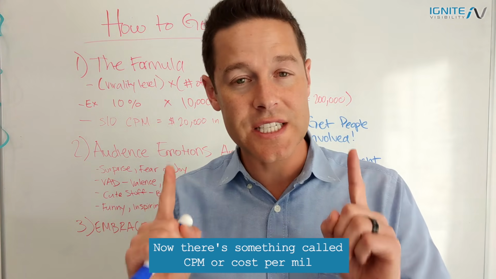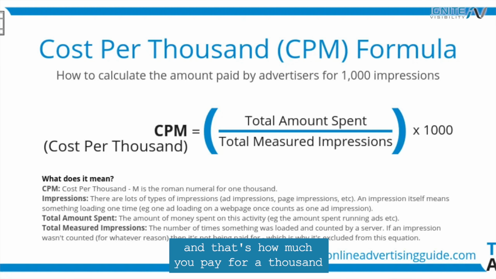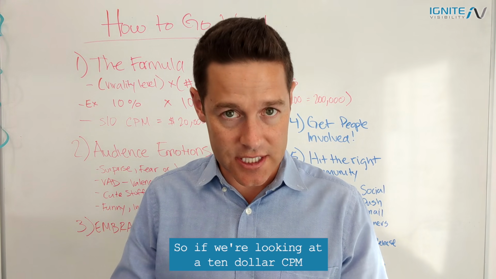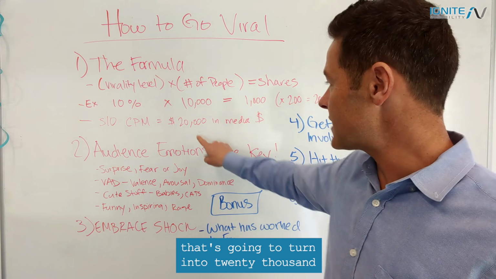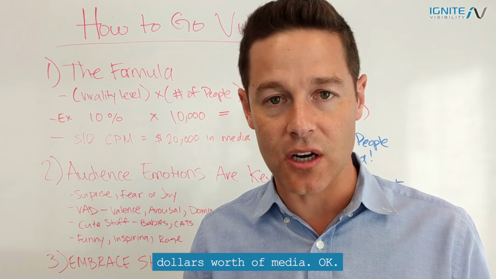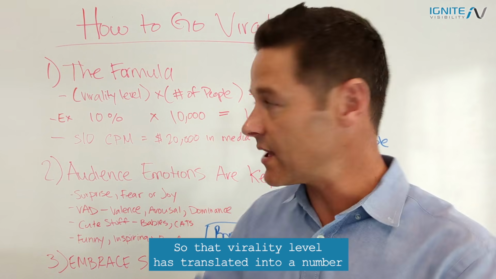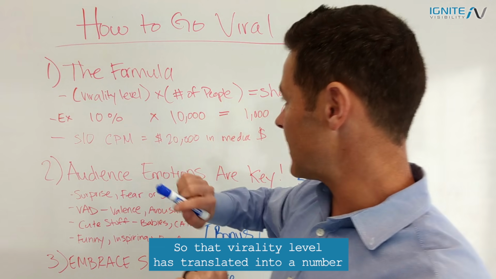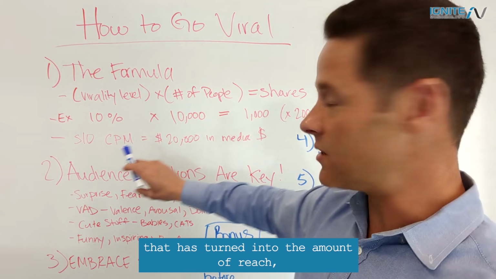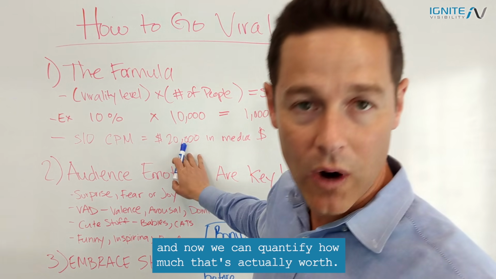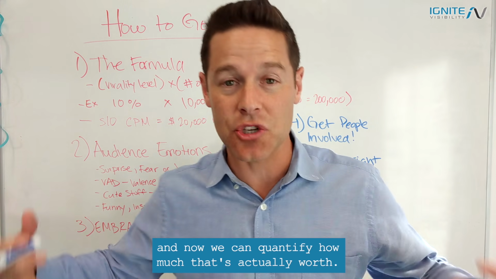Now, there's something called CPM, or cost per mil, and that's how much you pay for 1,000 impressions inside of advertising, right? So if we're looking at a $10 CPM, which is fairly standard depending on the network that you're on, that's going to turn into $20,000 worth of media, okay? So that virality level has translated into a number of people that have got a number of shares that has turned into the amount of reach, and now we can quantify how much that's actually worth.